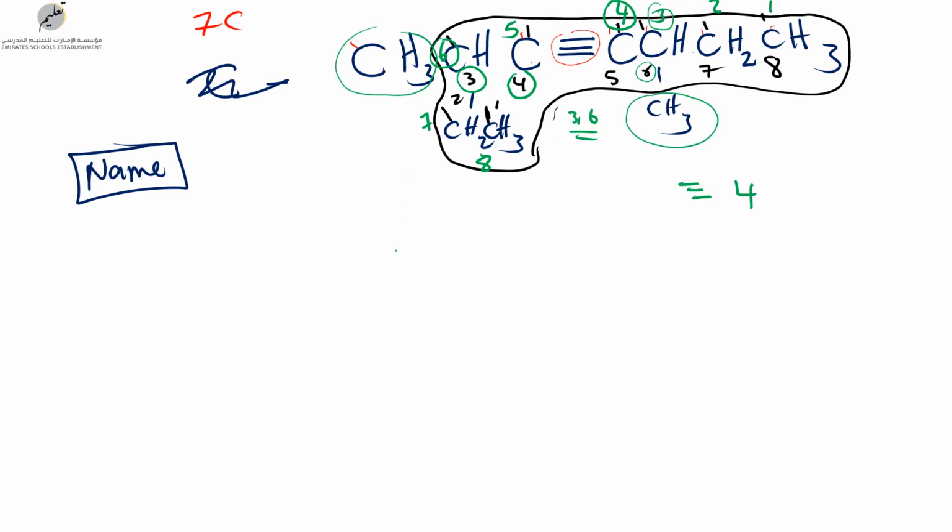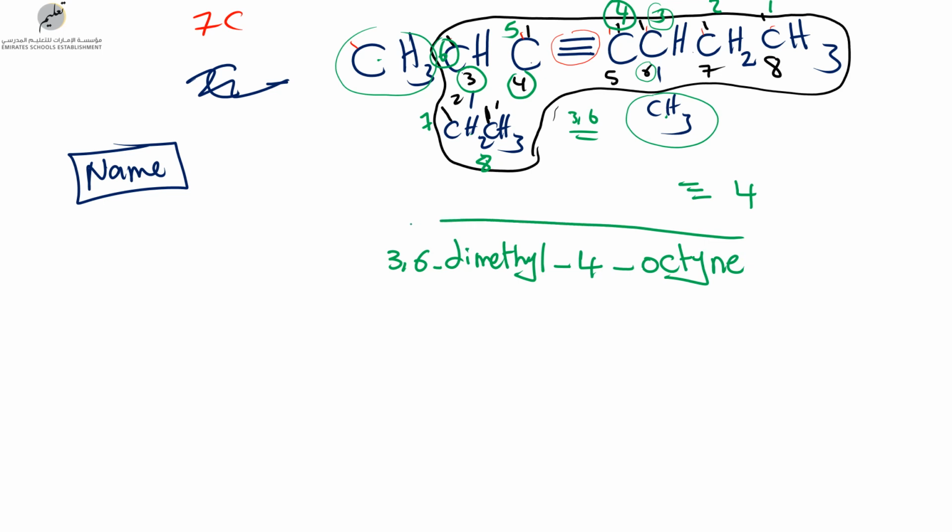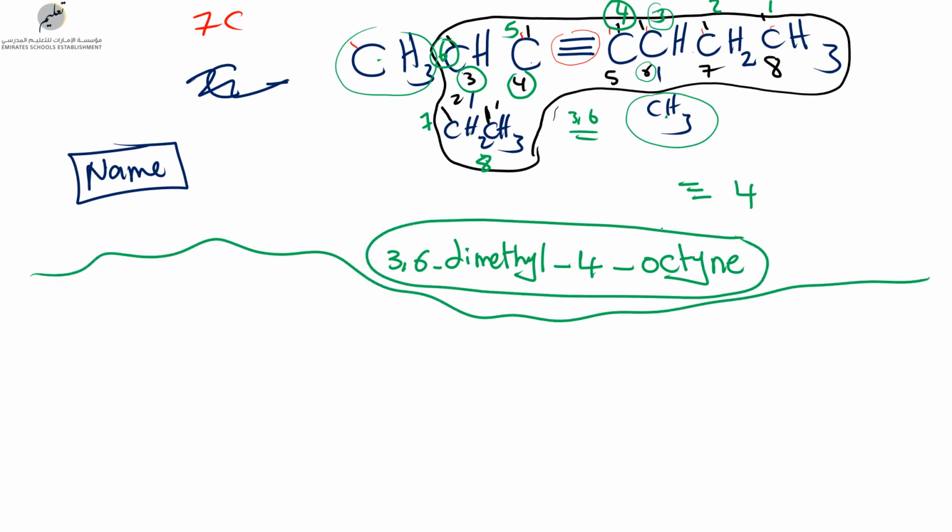So we can start with that. So 3, 6, dimethyl, right? Because I have 2 methyl groups. What's the location of the triple bond? It's 4. So 4. How many carbons do I have? 8. So octine. 3,6 dimethyl octine.